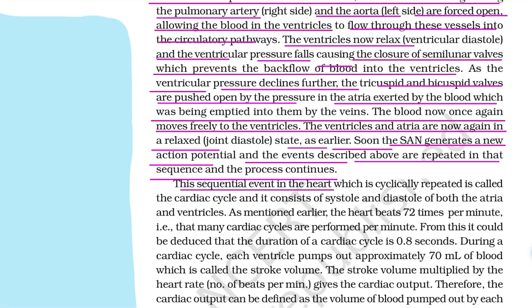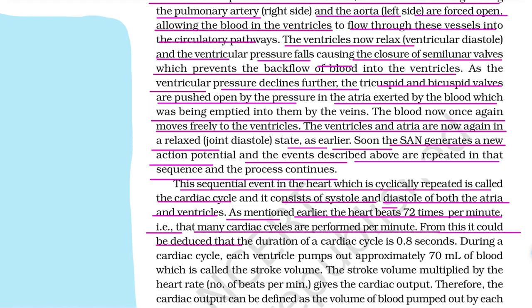continues. This sequence of events in the heart, which is cyclically repeated, is called the cardiac cycle, and it consists of systole and diastole of both the atria and ventricles. As mentioned earlier, the heart beats 72 times per minute. It means that many cardiac cycles are performed per minute. From this, it could be deduced that the duration of a cardiac cycle is 0.8 seconds.